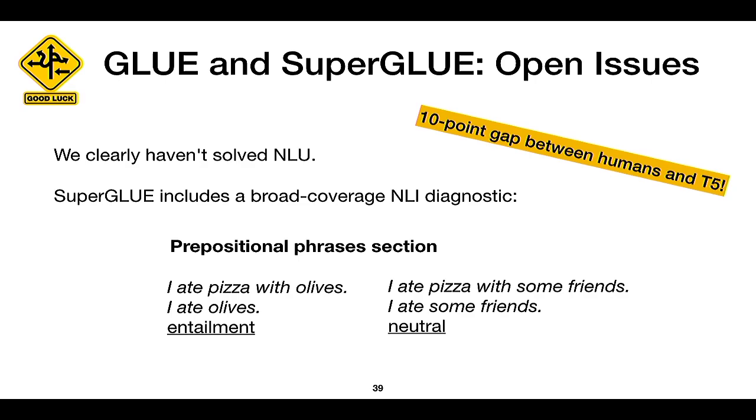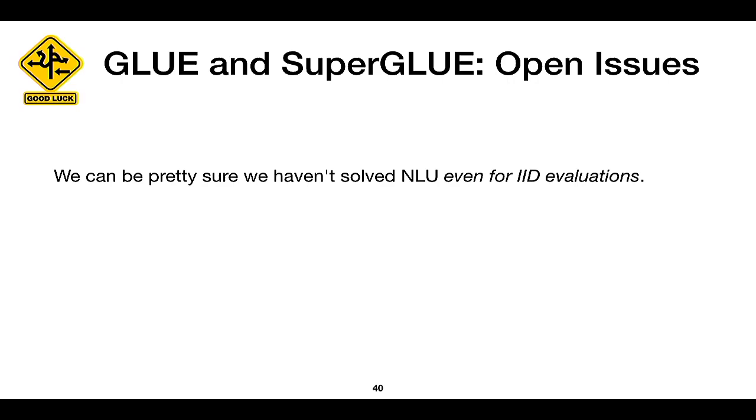And this is a trickier point to make and one that I'm a little less confident about asserting, but it really doesn't seem like we've solved language understanding, even if you focus on IID evaluations for these simple classification-based problems. I'm not willing to accept that we've solved textual entailment, even if you define that task in a nice IID in-domain kind of setup.